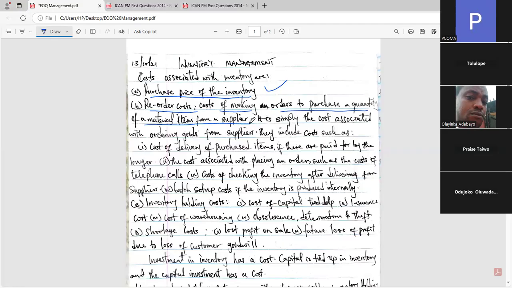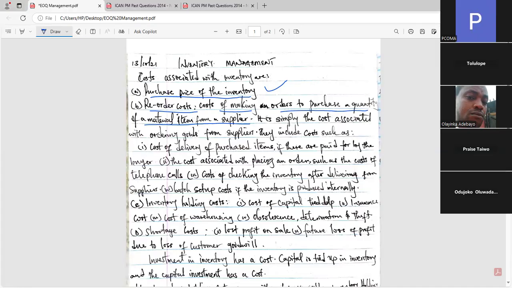Sometimes you have to initiate a meeting with the suppliers, and in that meeting, you will spend money. It's also part of the cost. As an accountant, you should be able to track the cost of order, which is the ordering cost. So the amount you spend to order your product is the ordering cost.